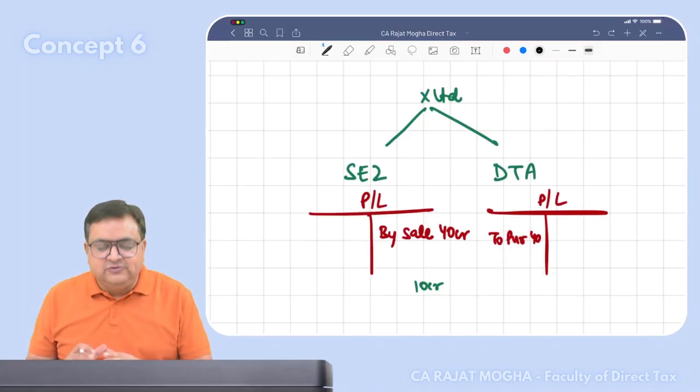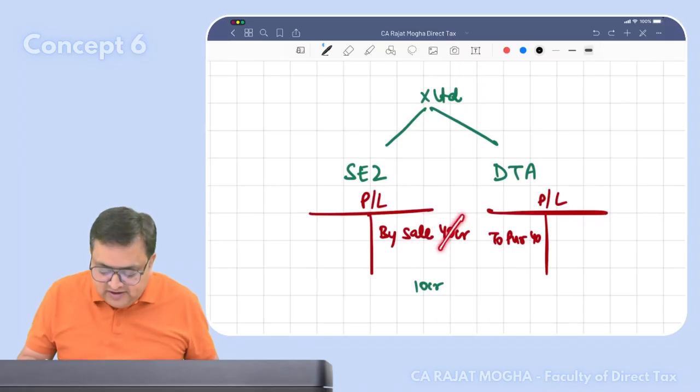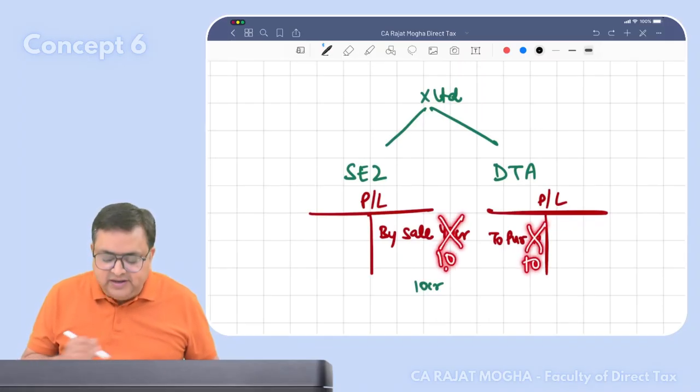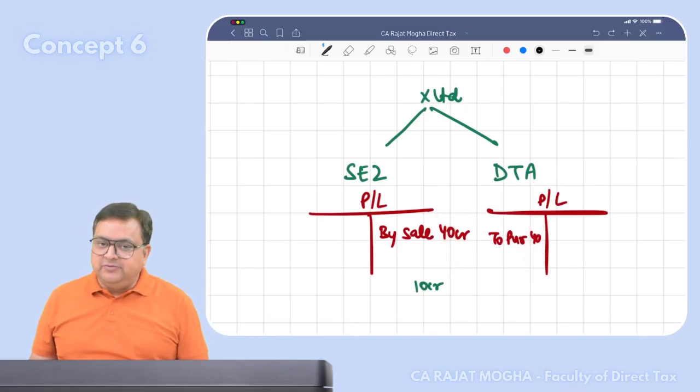So on this also, we will apply the transfer pricing provision. We will say, no, it is not 40, it should be 10. So if this should be 10, this should also be 10. Correct. So on this also, we will apply the transfer pricing provision.